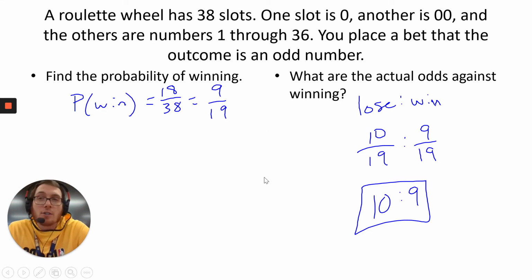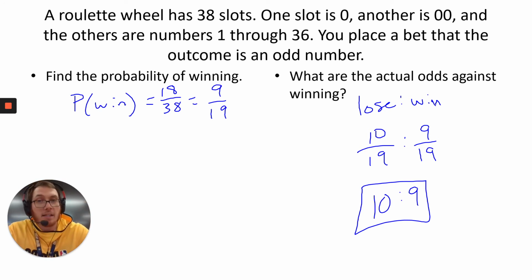Okay, next situation we're going to look at is what's known as a roulette wheel. If you've ever seen one of those, it's the thing that goes around. It looks like a wheel of fortune type thing, but it has numbers on each of them, and it has red ones and black ones, half are red, half are black. There's 38 slots. One of them is 0, one is double 0, and then the numbers 1 through 36. That's the 38 slots. You place a bet that the outcome is going to be an odd number.